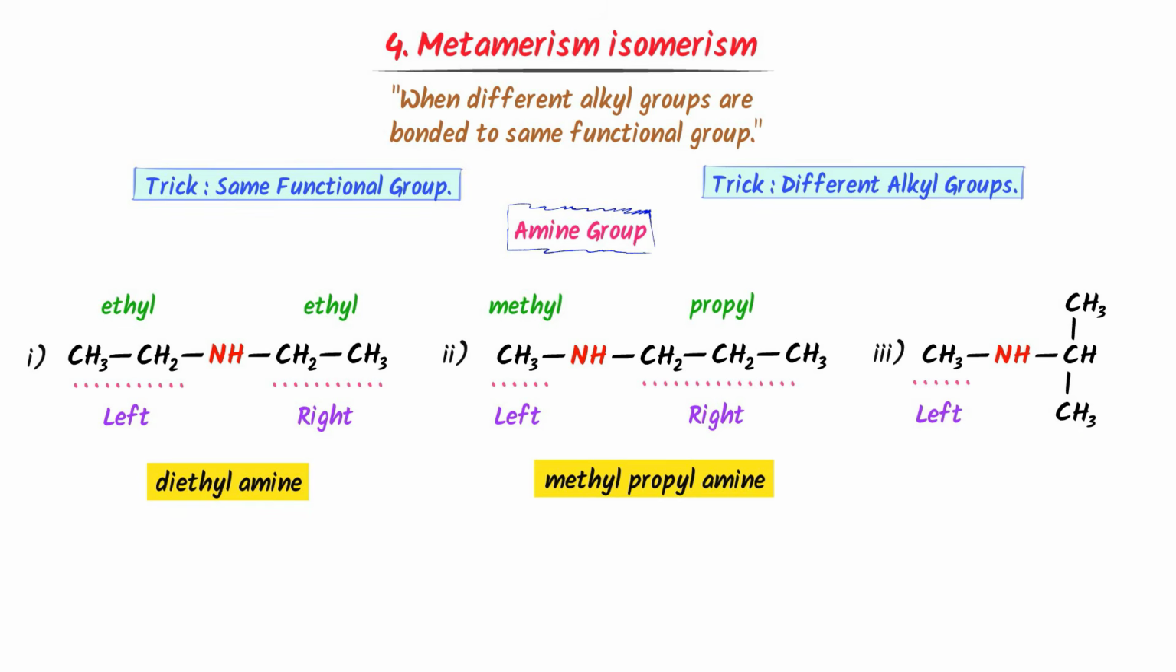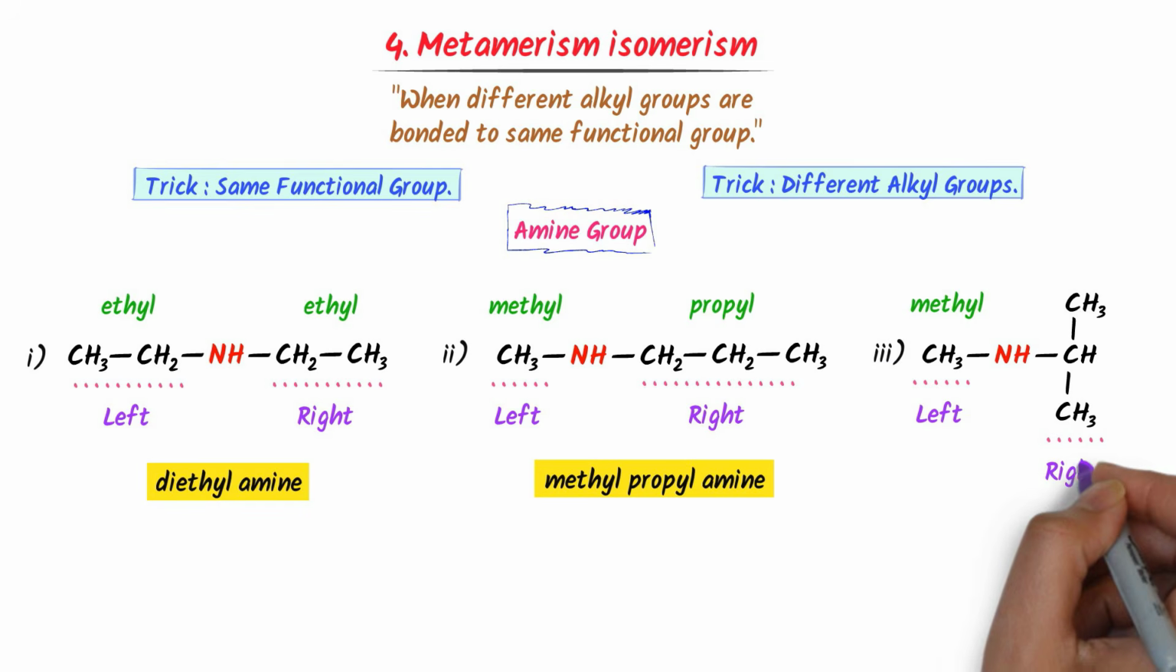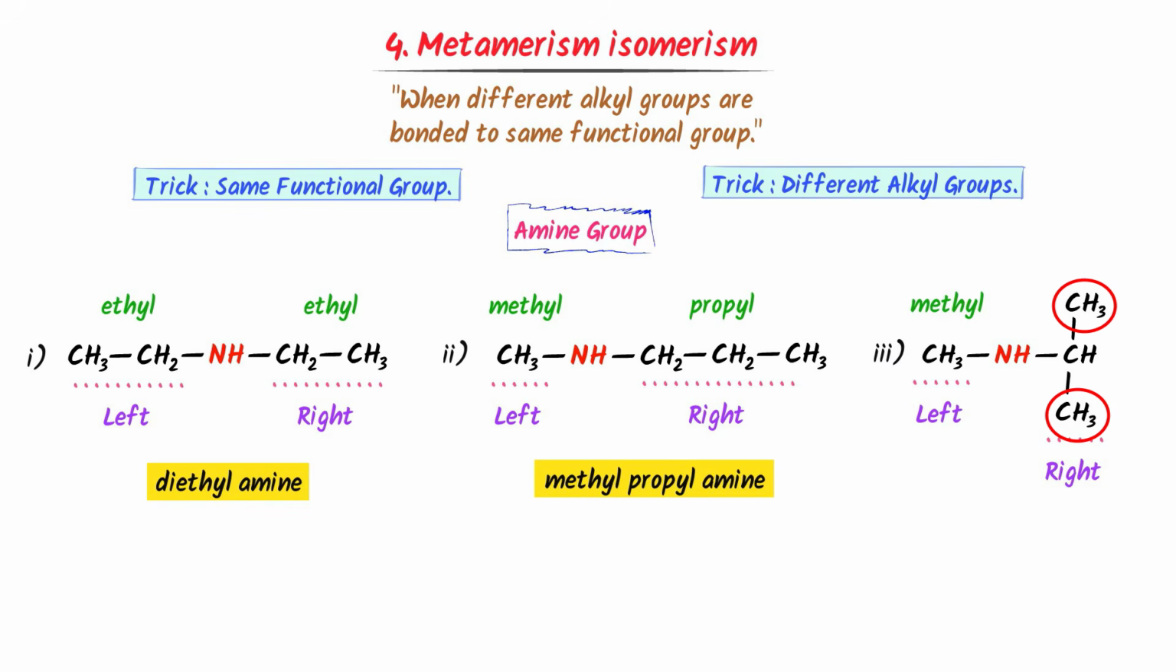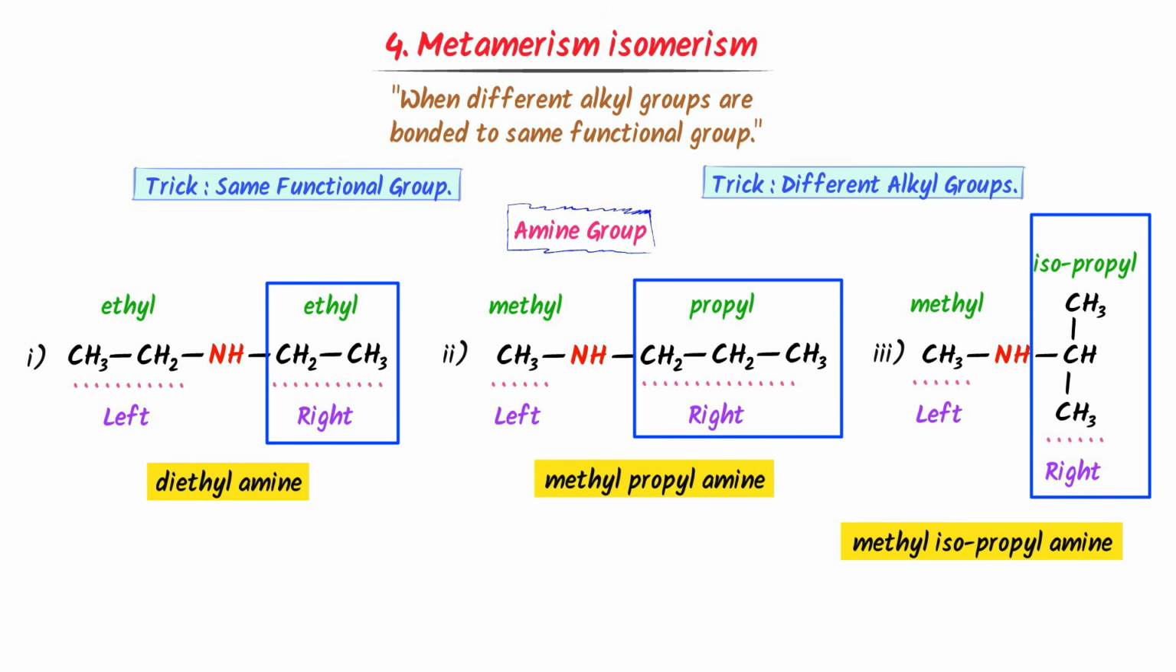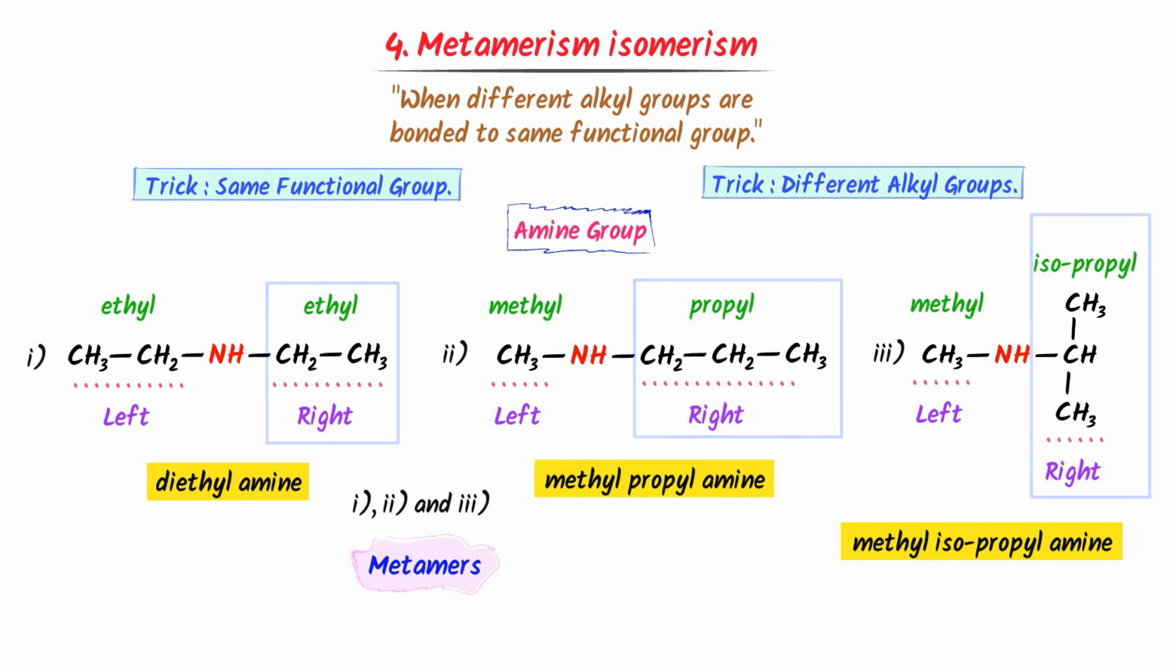Now at the left side, there is a methyl group, while at the right side, there are two methyl groups bonded to the second carbon. We call it isopropyl. Thus we get methyl isopropylamine. Now listen carefully. These three compounds have the same functional group, which is amine NH. At the right side of this compound, there is ethyl, and at the right side of this compound, there is isopropyl. Hence the condition is fulfilled. Thus these three are metamers, three isomers of each other.